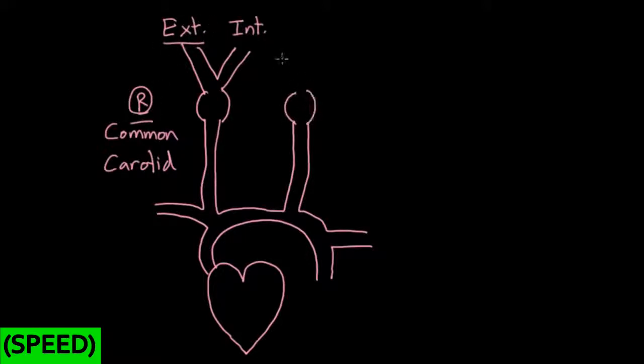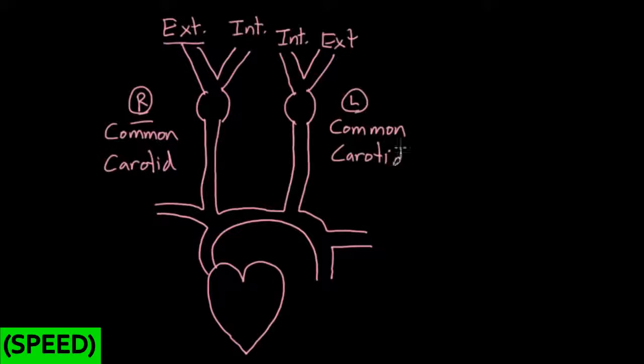And the same thing is happening on the other side, and we name it kind of the same way. We say, okay, there's an internal branch and an external branch. This would be the internal, and this might be the external branch of the left common carotid artery. So I think you're getting the idea now. These are named exactly the same way, and these are the ones we're going to kind of focus on.